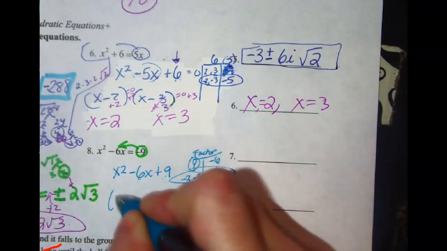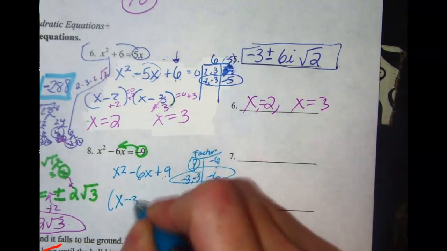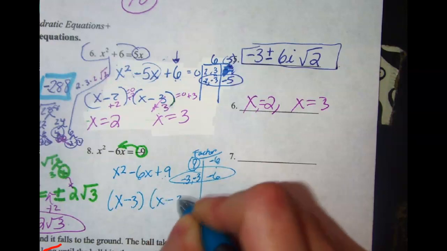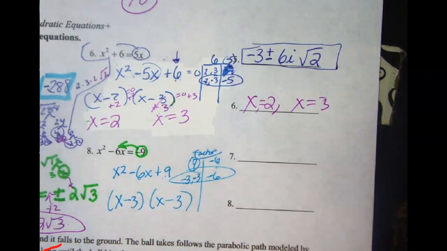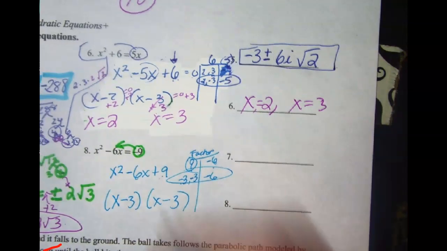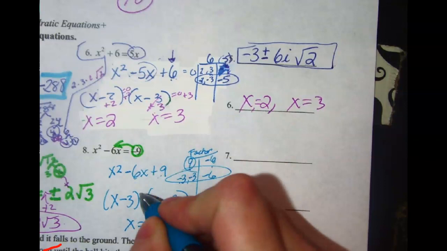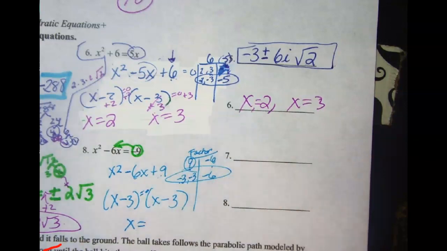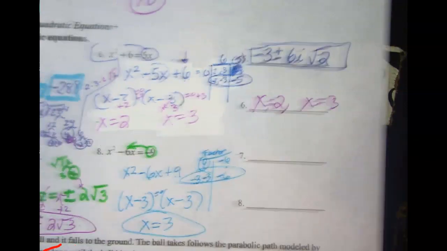There's nothing in front of the x, so we can do x minus 3, and then we have x minus 3. They're both exactly the same, so we know the answer is going to be the same for both of them. It actually ends up being x equals, and then remember, if you set it equal to 0 and solve, you just get the 3.